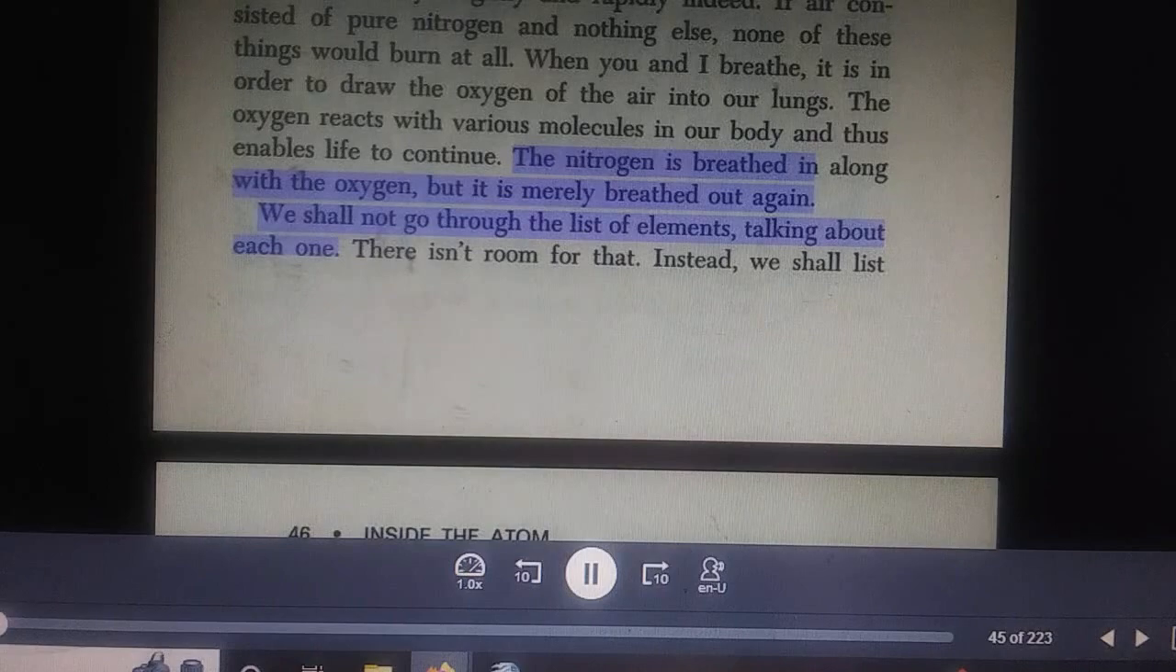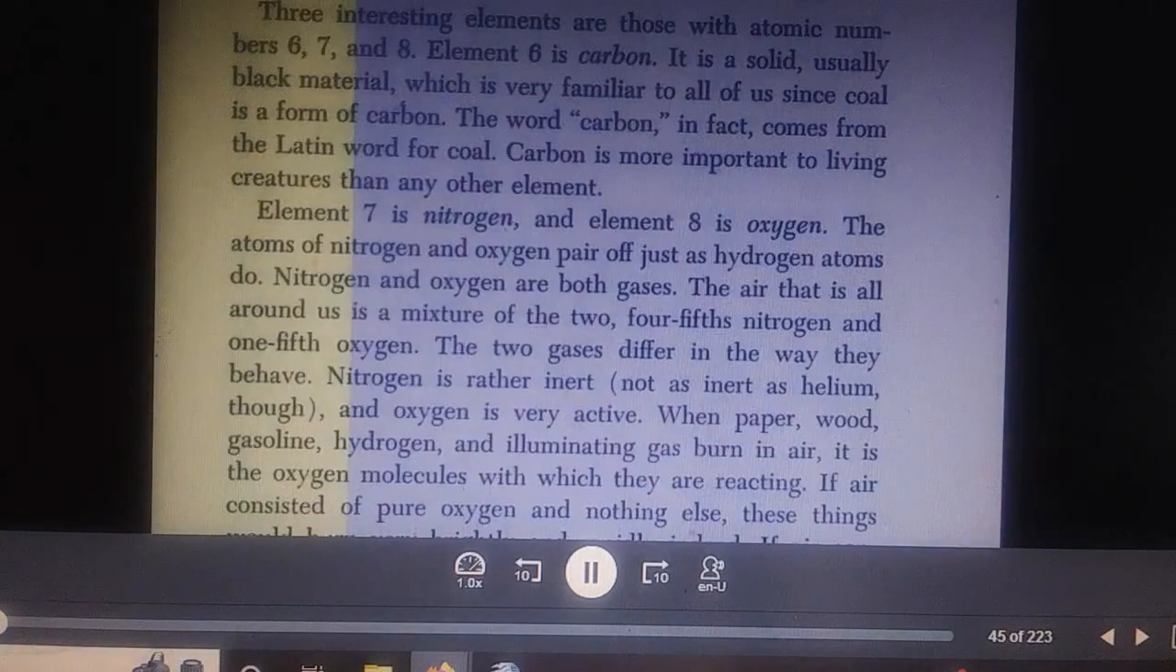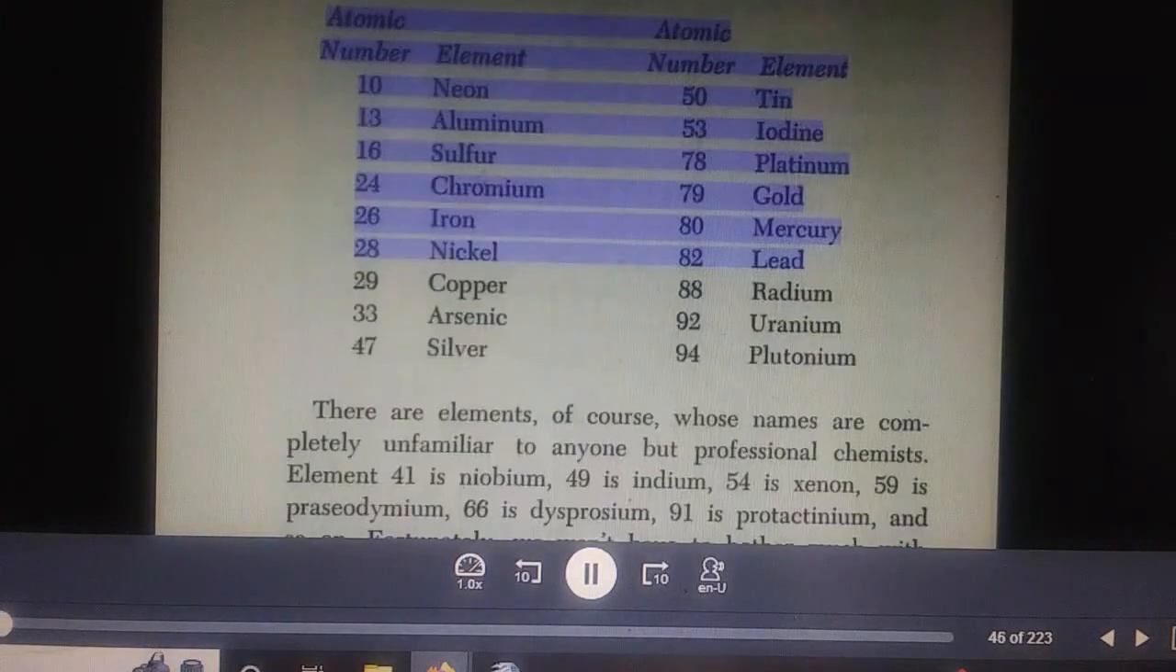We shall not go through the list of elements, talking about each one. There isn't room for that. Instead, we shall list the names of some of the elements. I think you will be surprised at how familiar these names are to you.